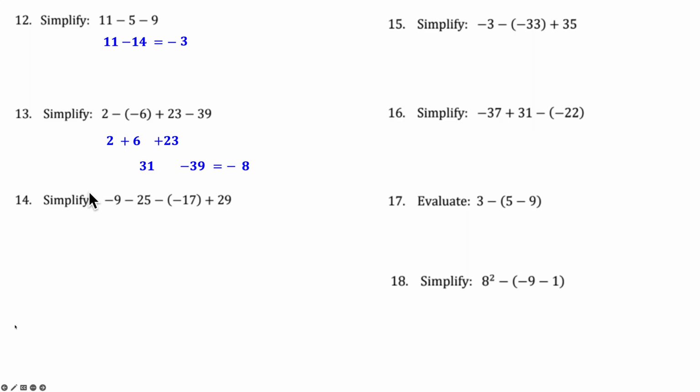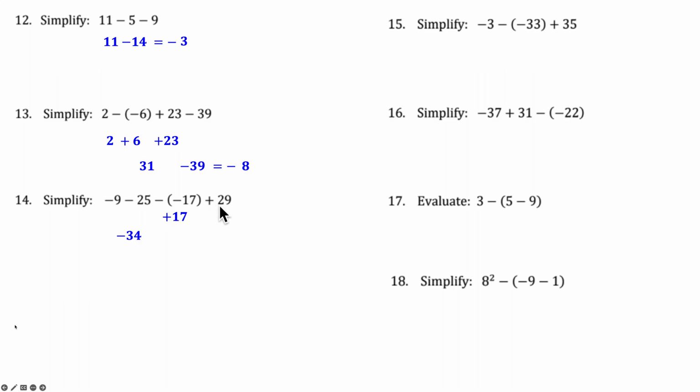Number 14, fix the double signs. We got minus a negative. Okay, that's plus 17. So combine the two negative numbers. We're going to add those together. It's going to be a negative 9 plus 25, negative 34.